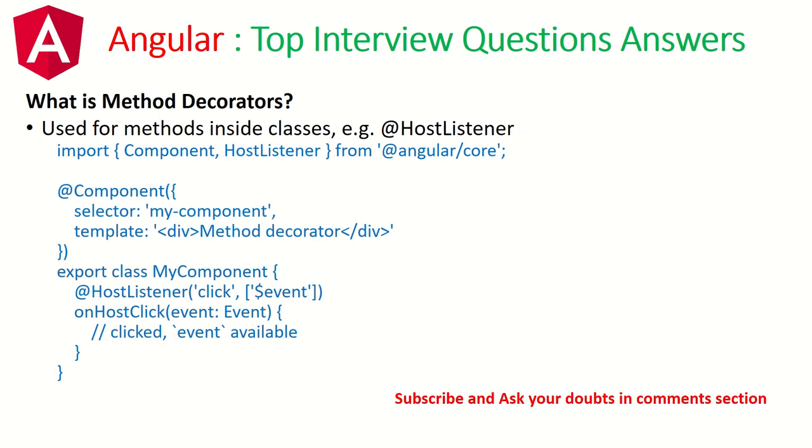Now, what is a method decorator? Methods are used inside the classes. For example, if you use something like @HostListener here, this is a method decorator or a function decorator, because inside the class you're calling this decorator and attaching an event to it. Basically it's a function which you're calling inside the class. So this is called a method decorator.